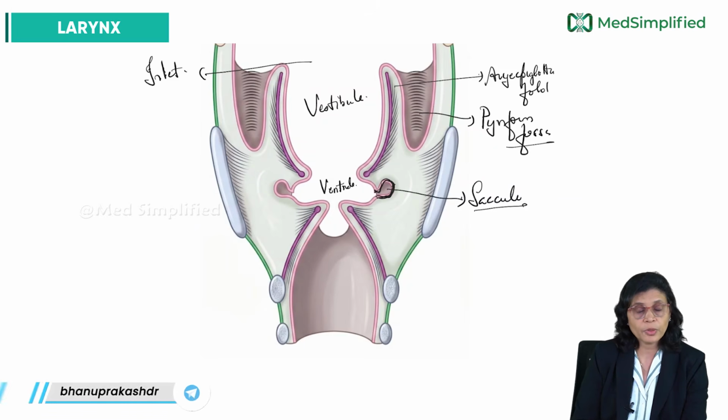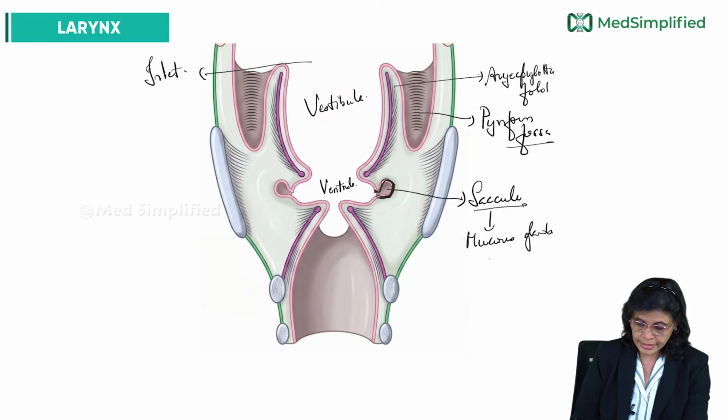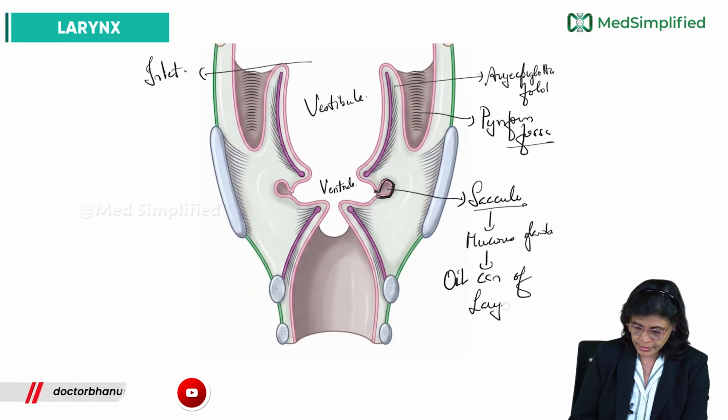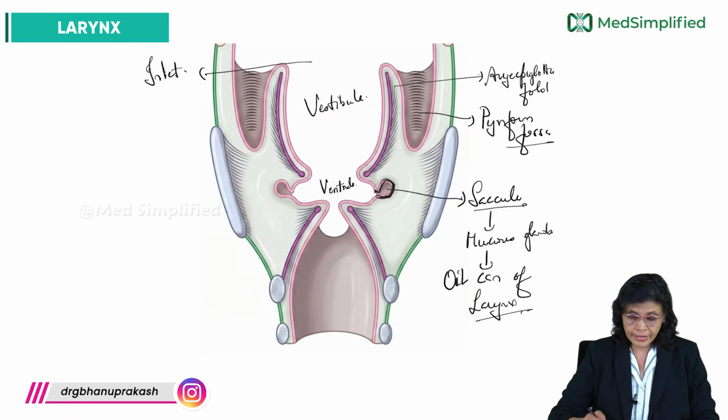The saccule is provided with a very rich supply of mucous glands. These mucous glands produce secretions which lubricate the vocal cords. That is why the saccule is known as the oil can of the larynx. These mucous glands are present in the saccule. So that is the ventricle.